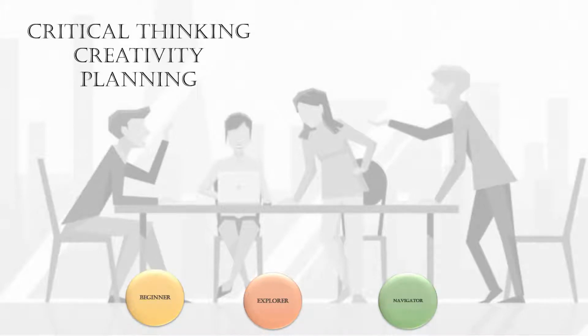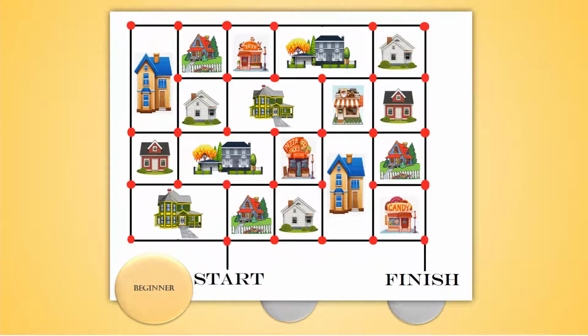This challenge has 3 difficulty levels: Beginner, Explorer, and Navigator. Each level requires the participants use their critical thinking skills, creativity, and planning to find their way out of the maze. In the beginner level task, the participants move from start to finish. However, every time they reach a red circle, they must turn left or right. They cannot continue straight, and U-turns, going back on the same road, are not allowed.